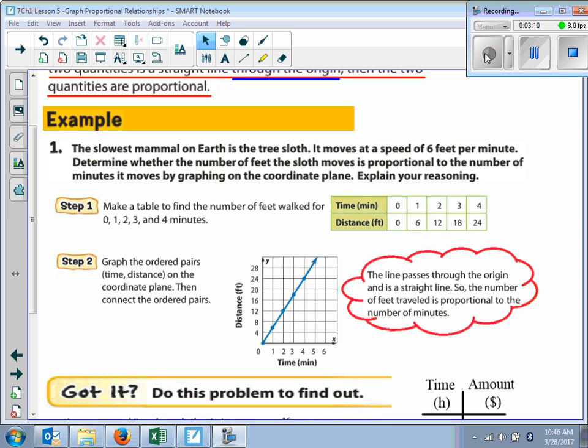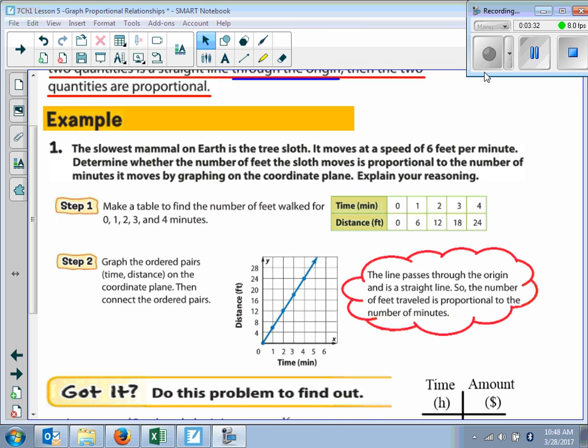So, for the first example, it says the slowest mammal on Earth is a tree sloth. It moves at a speed of 6 feet per minute. We want to determine whether the number of feet the sloth moves is proportional to the number of minutes it moves by graphing on the coordinate plane. And then we want to explain our reasoning.